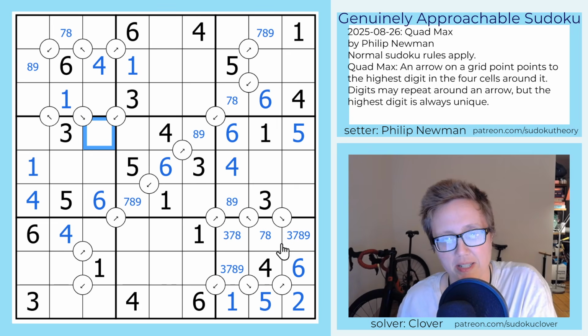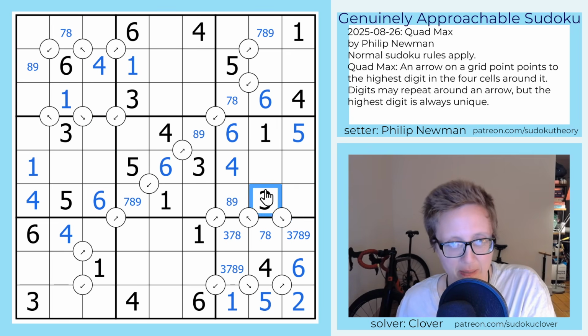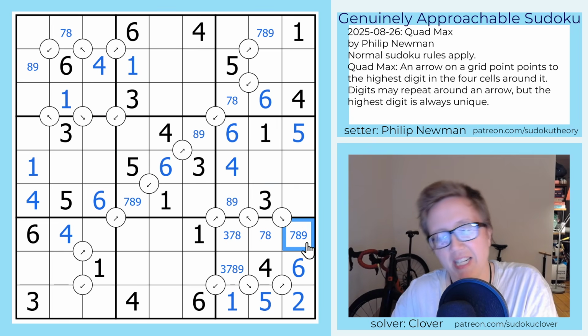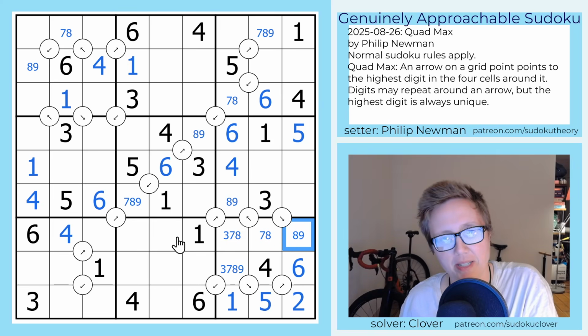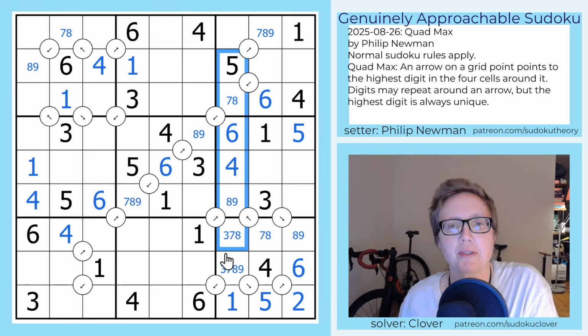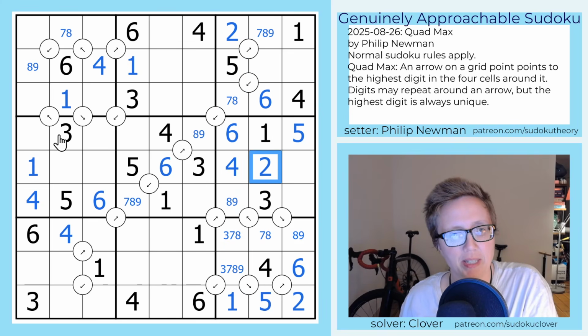So now we've finished our 6s. This guy also has to be the biggest digit in its 4, so it can't be a 3. And it can't be a 7 because that would make it smaller than the digit in this cell. So it must be an 8 or a 9. There's only one place for 2 remaining in this column, it's right there, and there's only one place for 2 in this region, which is right there.